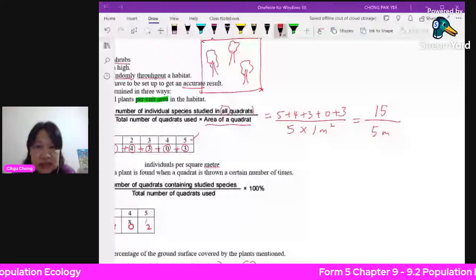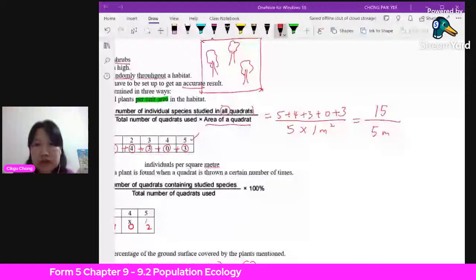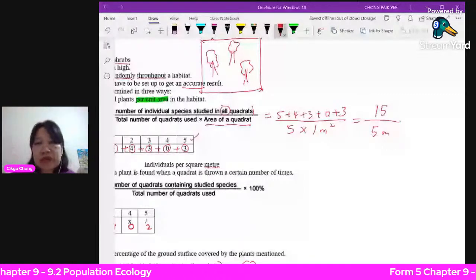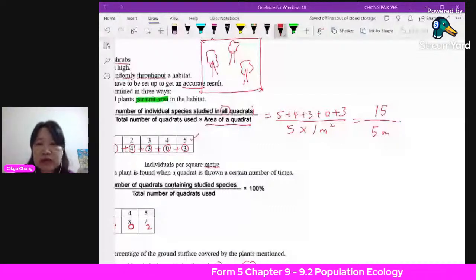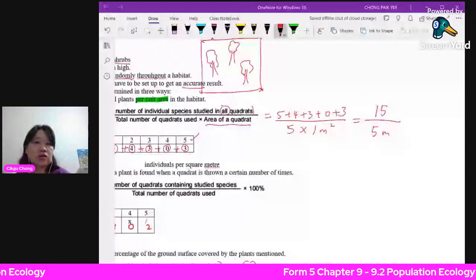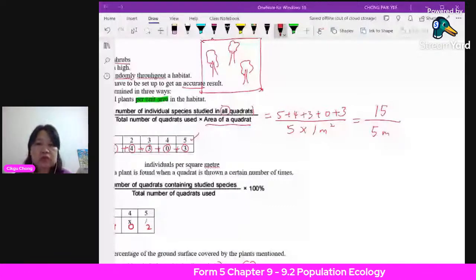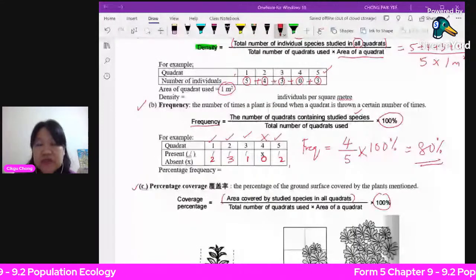And altogether there are 5. You throw 5 times, because 5 quadrats. Out of the 5 times, 4 happen to have the species. You got 1 that doesn't have, so you don't count that one. 4 over 5 times 100%, you will get 80%. So the frequency for your pokok semalu is 80%. That means if you throw 100 times, you will get your plant inside there 80 times. Now that's the second one. This is the frequency, easier, right?